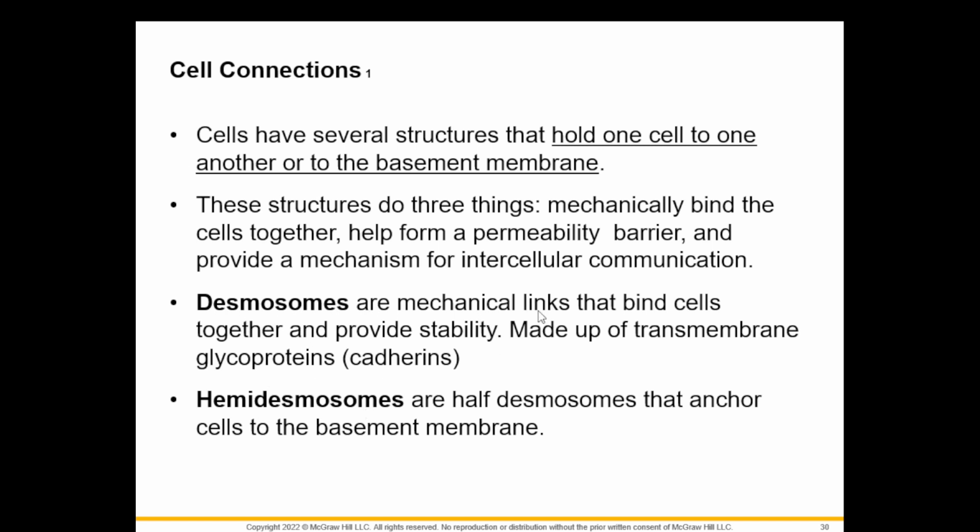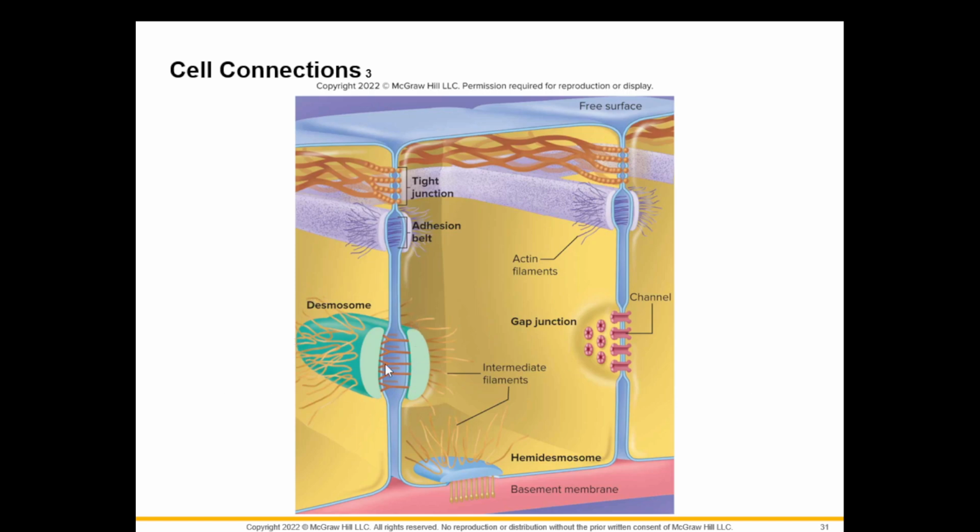Desmosomes are mechanical links found on both cells that connect them. When two cells are connected, the desmosome from one cell will connect to the desmosome of the other cell. They are made up of glycoproteins, meaning a combination of sugar and proteins, and they are called cadherins. Let's look at the desmosomes. There they are, the green structure. Again, one desmosome from one cell and another from the other cell will combine, and they are made up of cadherins. So they just connect one cell to the other.